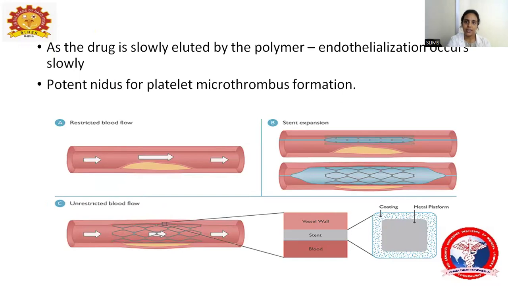As the drug is slowly eluted by the polymer, endothelization will occur. Now, this potential is there for platelet microthrombus formation. That is why we start the antiplatelet therapy.